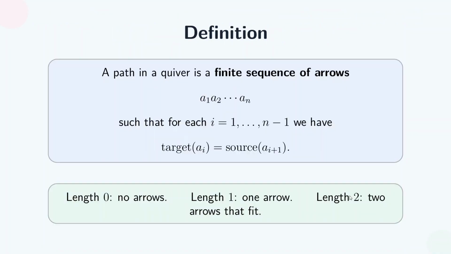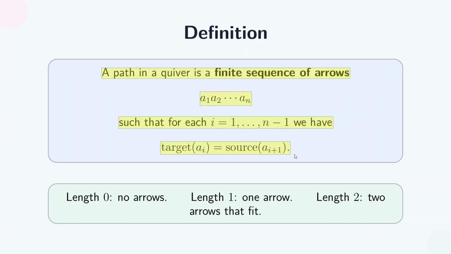A path in a quiver is a finite sequence of arrows. But not just any sequence. The arrows must fit together properly. This means that whenever one arrow is followed by another, the first must end exactly where the second begins. That is the formal condition. So a path is a finite ordered list of arrows, where each step connects correctly to the next one.